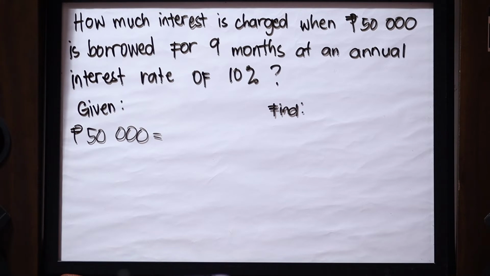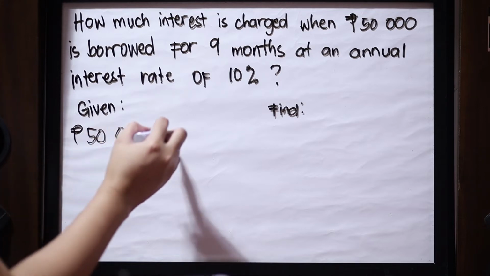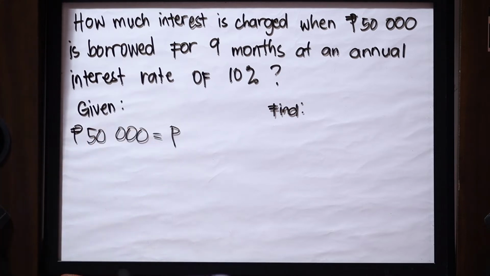Based on the problem, it is stated that 50,000 pesos is borrowed for 9 months and so forth. Meaning to say, because the 50,000 is only going to be borrowed, that makes the 50,000 pesos the principal amount. Kasi initially, yun pa lang naman yung pera mo. Kaya 50,000 is the principal amount.